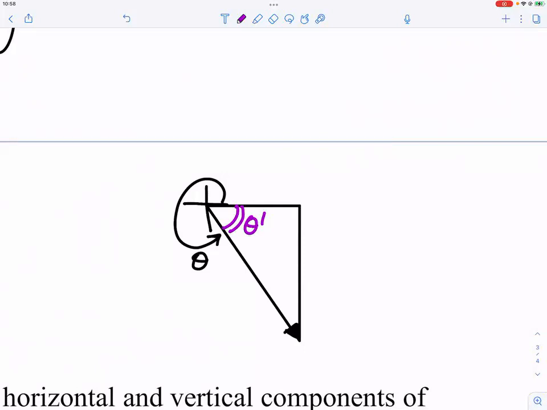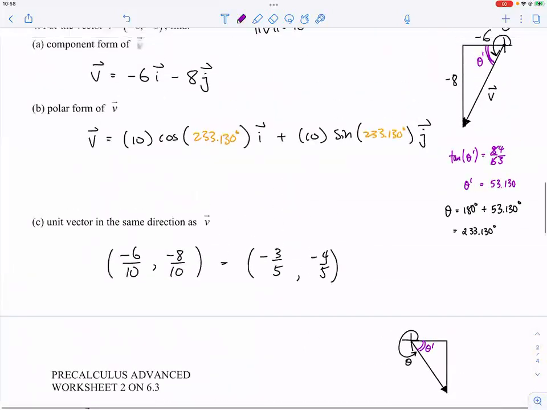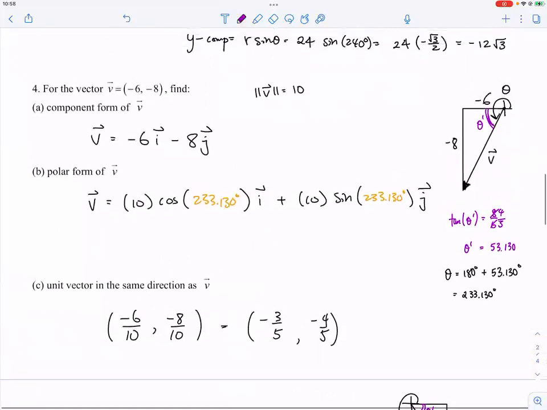Wait, why are we finding the theta? Because for the polar form, we need the theta. For polar form, the expression is r cosine theta i plus r sine theta j. So we need to insert the values for the r, and we need to insert the value for theta in order to complete the expression in polar form.